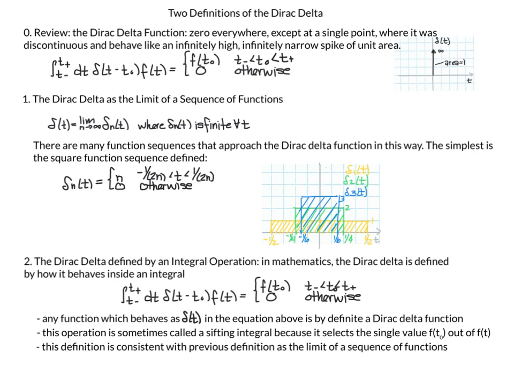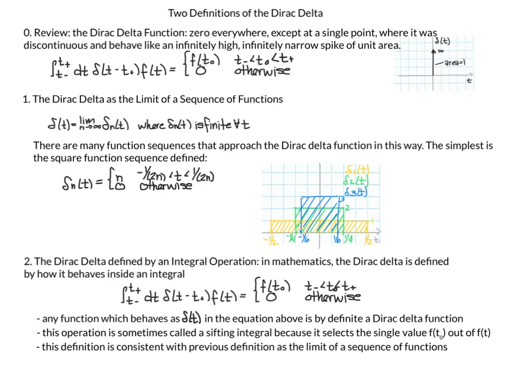So the first thing we'll do is look at the Dirac delta as a limit of a sequence of functions. That is, our Dirac delta is the limit as n approaches infinity of a sequence of functions, delta n of t. There are many functions that we can use to approach the Dirac delta in this way, and the simplest is the square function, which we define as delta n of t equal to n for t between minus 1/2n and plus 1/2n, and 0 otherwise.